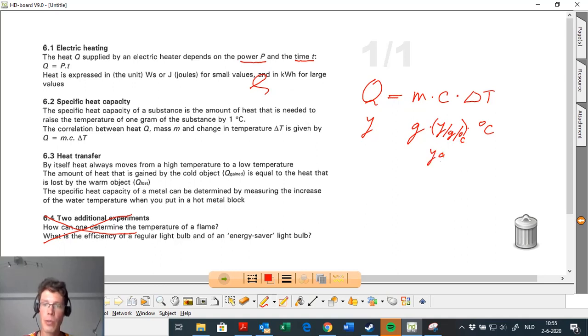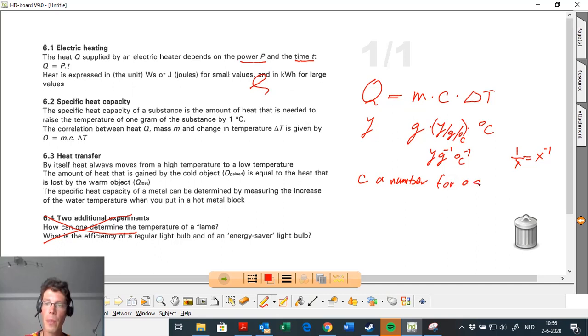Sometimes it's also written down like this: gram to the power of -1 and degrees Celsius to the power of -1. As you may know from mathematics, 1 over x equals x to the power of -1. So these two are actually the same. The specific heat capacity is a number specific for a certain substance.